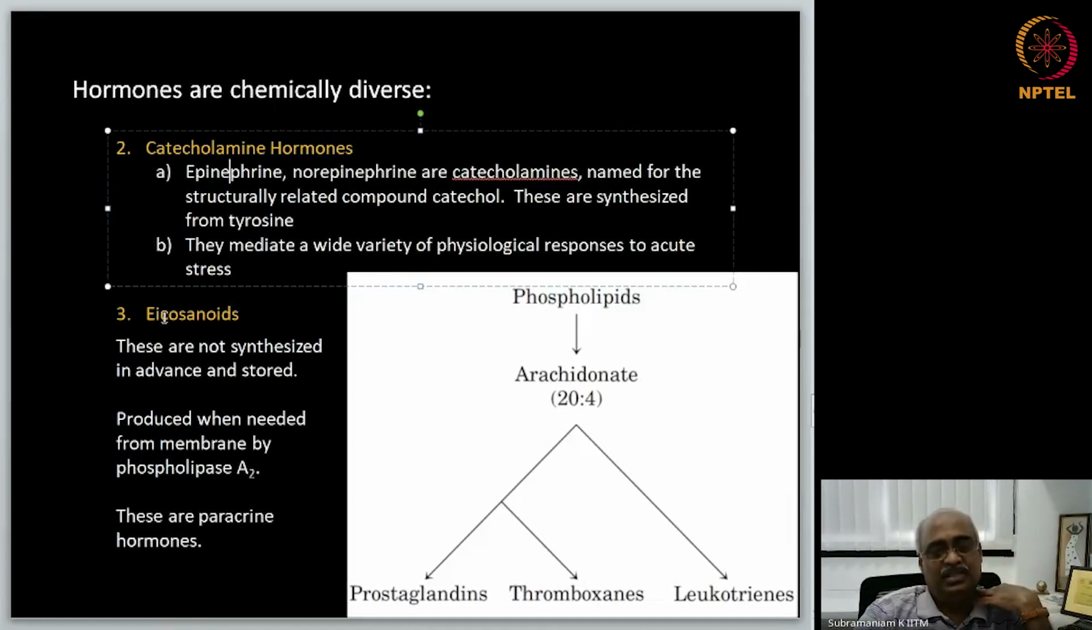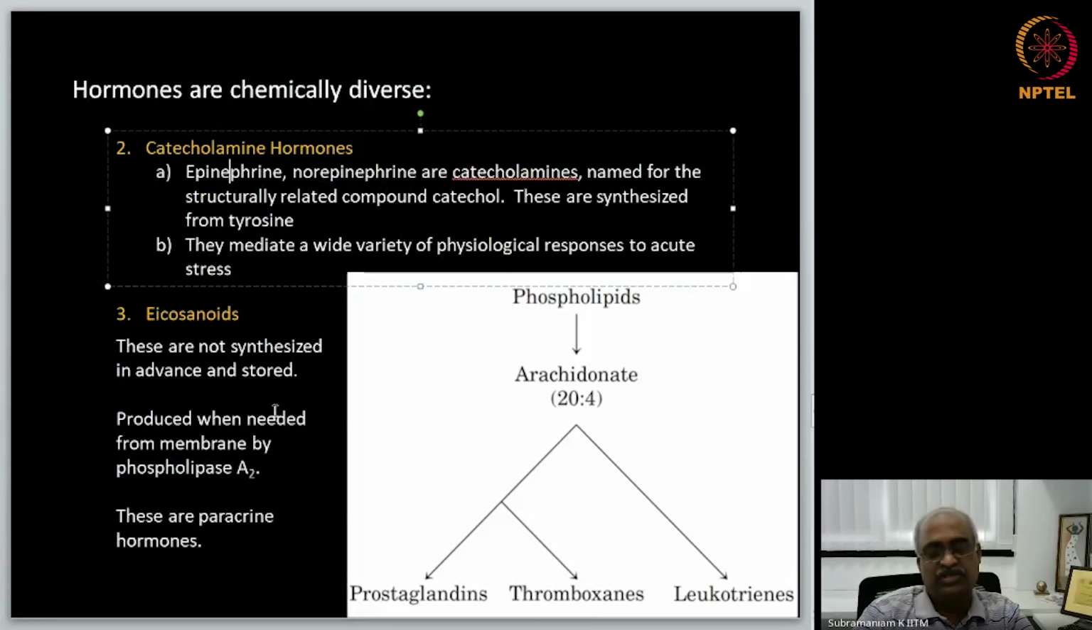And the third one is eicosanoids. These are produced from the polyunsaturated fatty acid, arachidonic acid. This is a 20 carbon fatty acid with 4 double bonds. We have already seen them and their functions. Prostaglandin, smooth muscle contraction; thromboxanes, blood clotting; leukotriene, allergy response. So all this we have already seen. So these act on neighboring cells, and therefore these are called paracrine hormones. They actually don't travel too far in the blood.